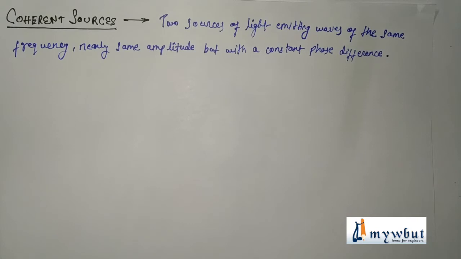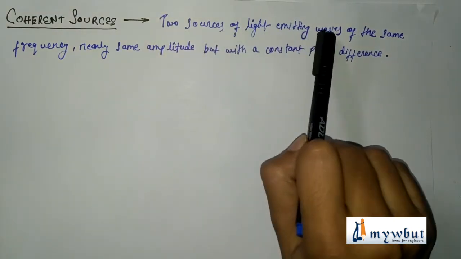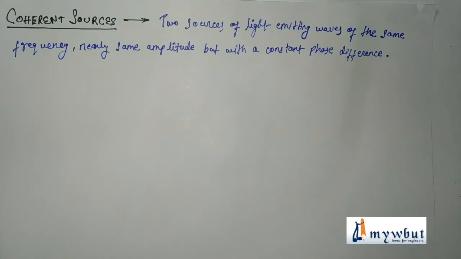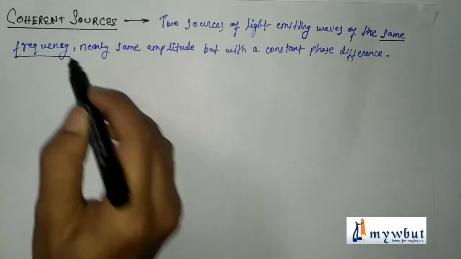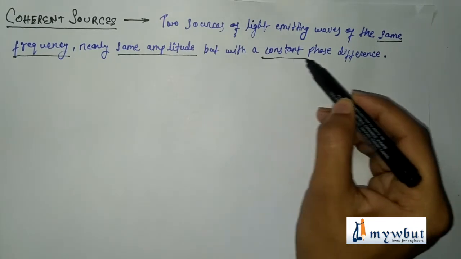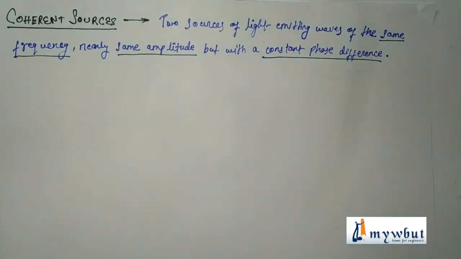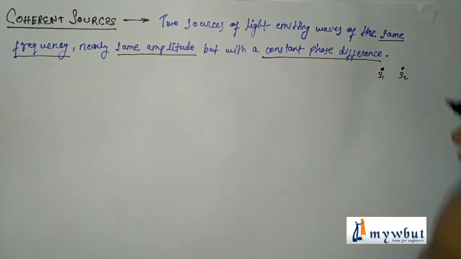So friends, here is the definition of coherent sources. As you all can see, note it down: two sources of light emitting waves of the same frequency, of the same frequency and nearly same amplitude but with a constant phase difference, are called coherent sources. So if these are two sources, S1 and S2, maintaining all these properties, that is same frequency, nearly same amplitude, but with a constant phase difference, then these two sources will be called coherent sources.